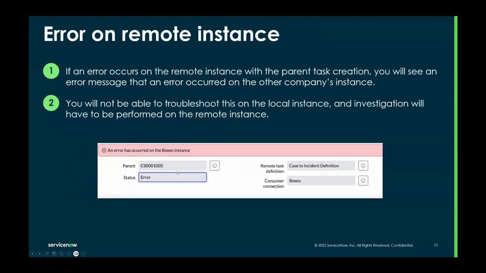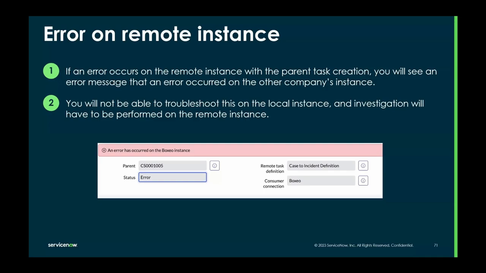And then we have error on the remote instance. If you're on the opposite instance and you get that error message that comes through, that really should bring over an error message onto the opposite side. So let's say you're the provider and the customer has an error over on their remote task. It should then bring that error message back to notify you over on the provider side that something has happened.